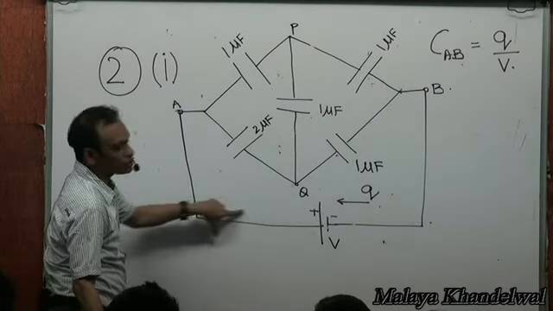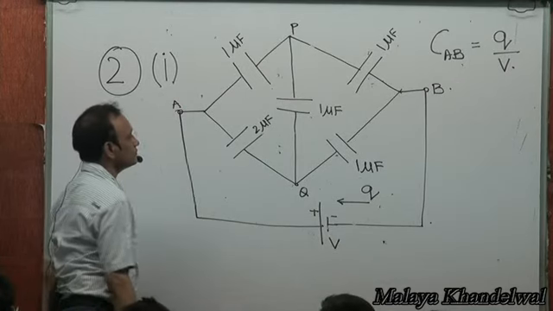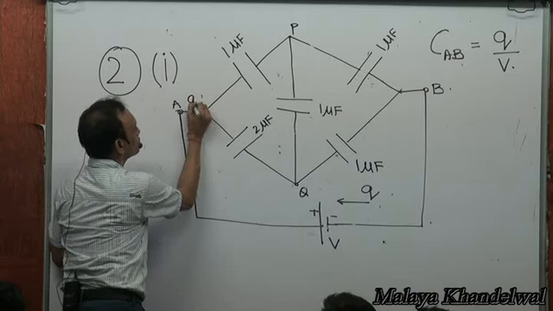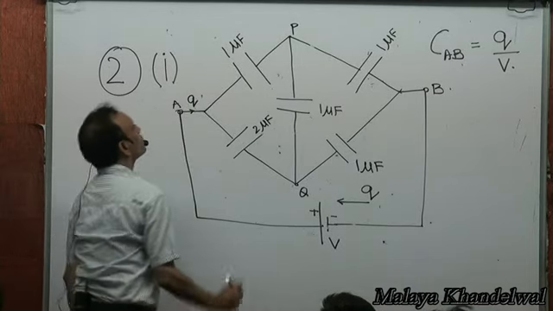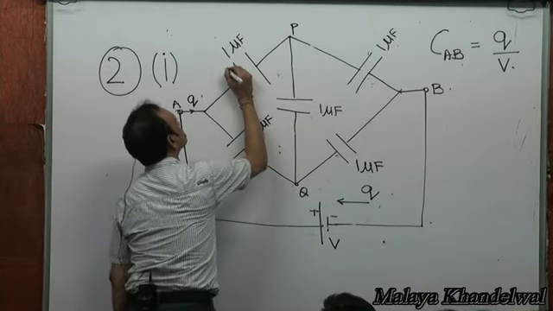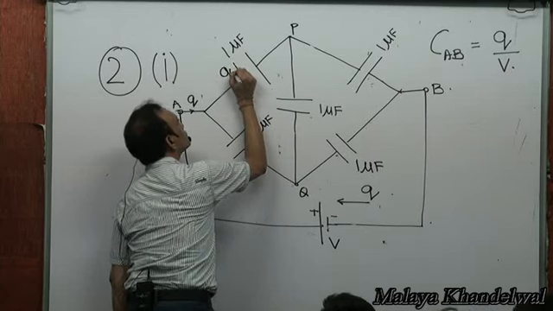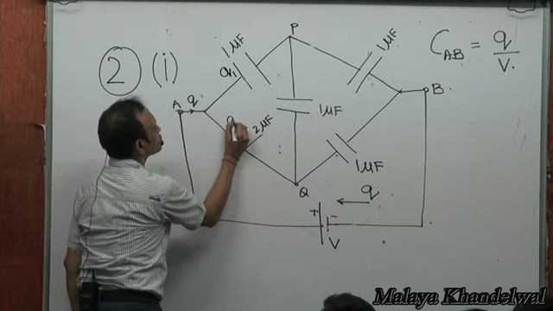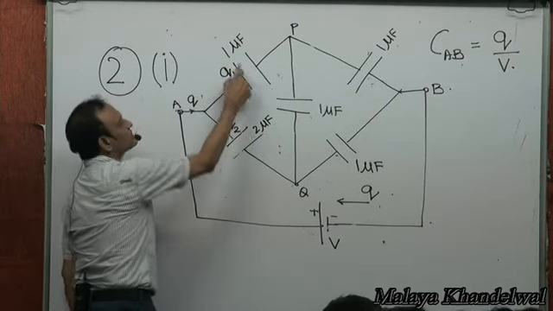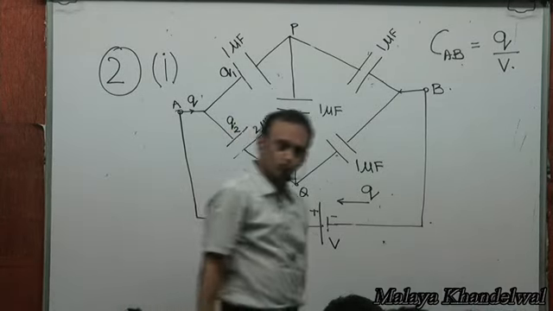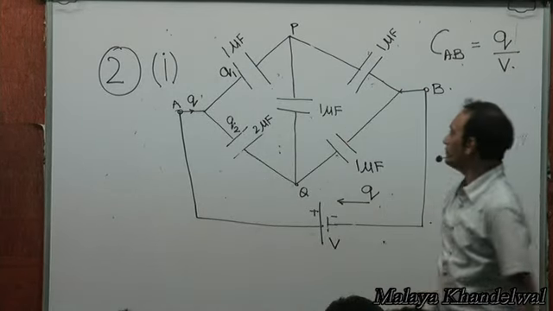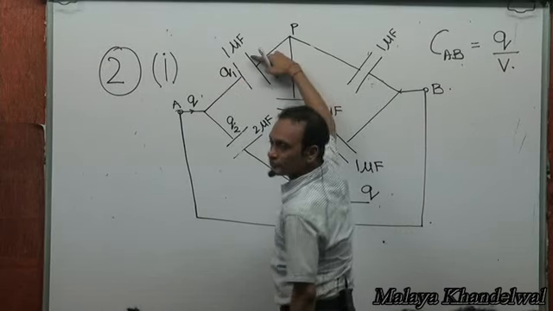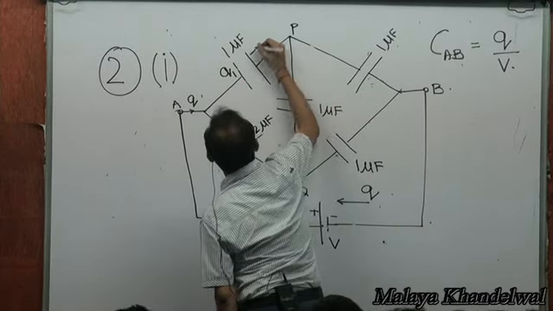Now, if this charge Q flows through the battery, this charge Q results in, say, Q1 coming here and Q2 going there. Q is Q1 plus Q2, right? If you have Q1 here, what would you have here? Minus Q1.